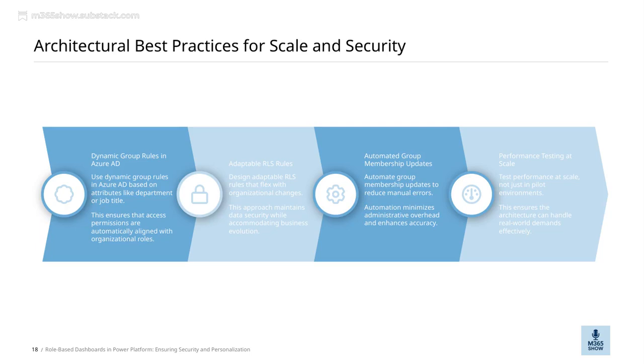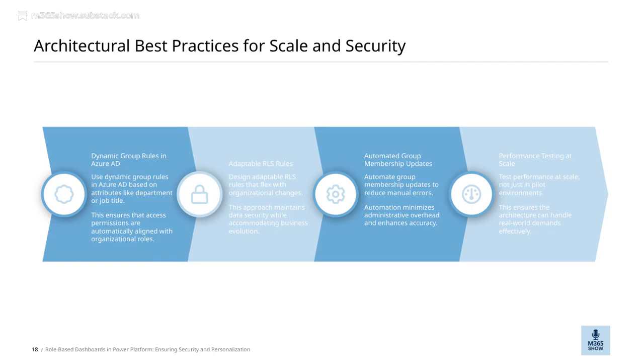Let's talk about some architectural best practices for ensuring our solutions scale effectively and stay secure. First, it's crucial to test performance at scale, not just in pilot environments. This means simulating real-world usage to make sure our architecture can handle actual demands without issues. It's about verifying that everything performs smoothly under load.